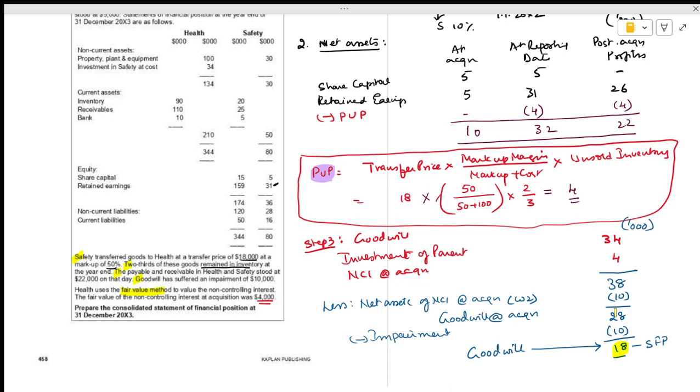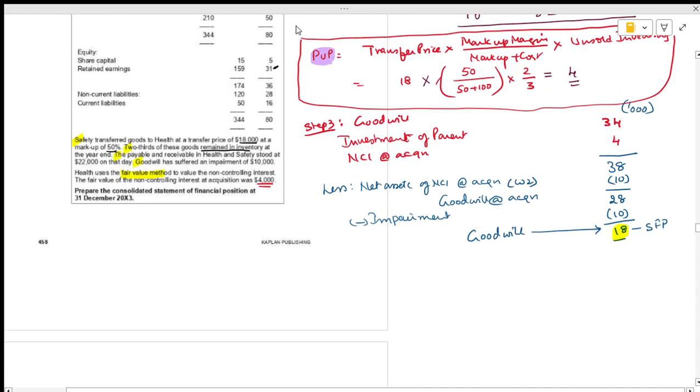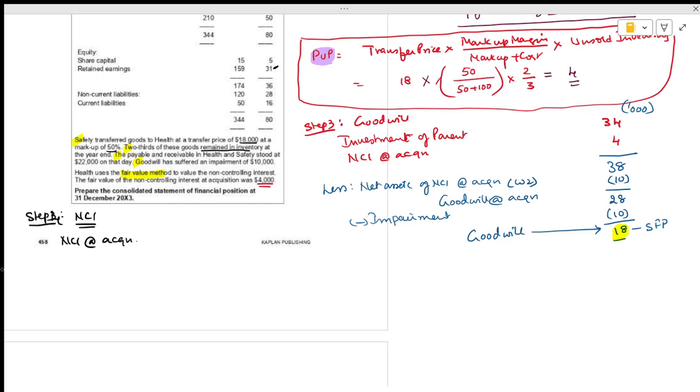Is it okay? Yes, it's okay. Now, step 4. Step 4 is NCI. NCI at acquisition. How much? Fair value of NCI at acquisition, is it given in the question? How much? 4, in thousands. Okay. Next, what do you have to do here?